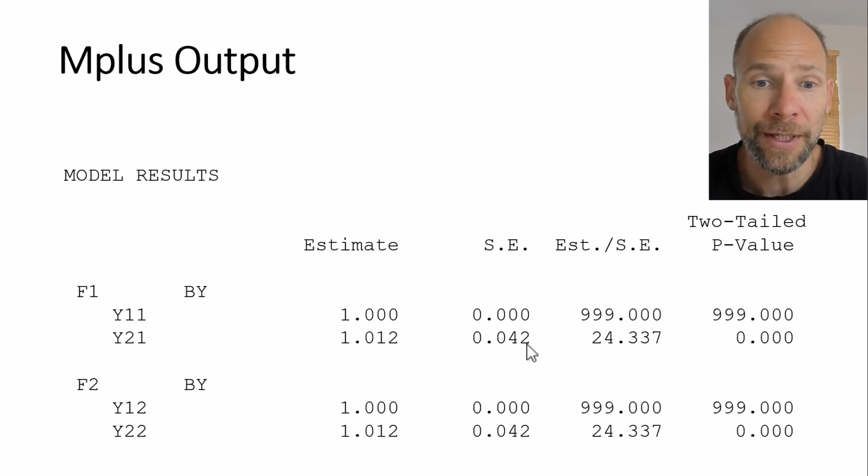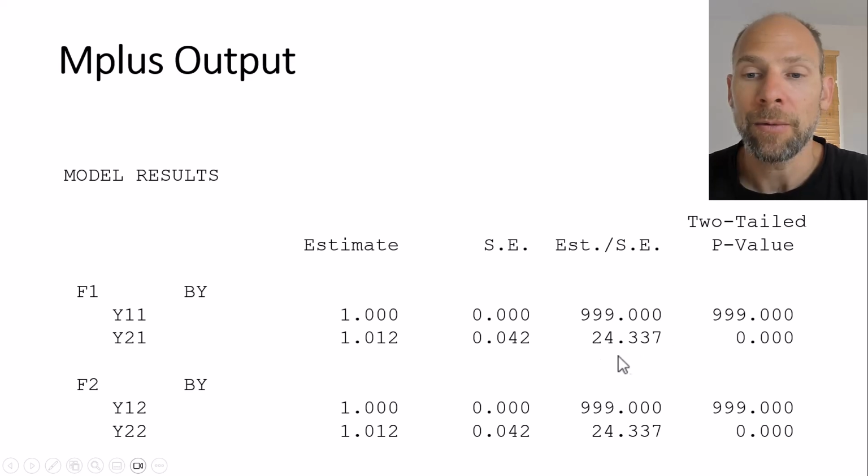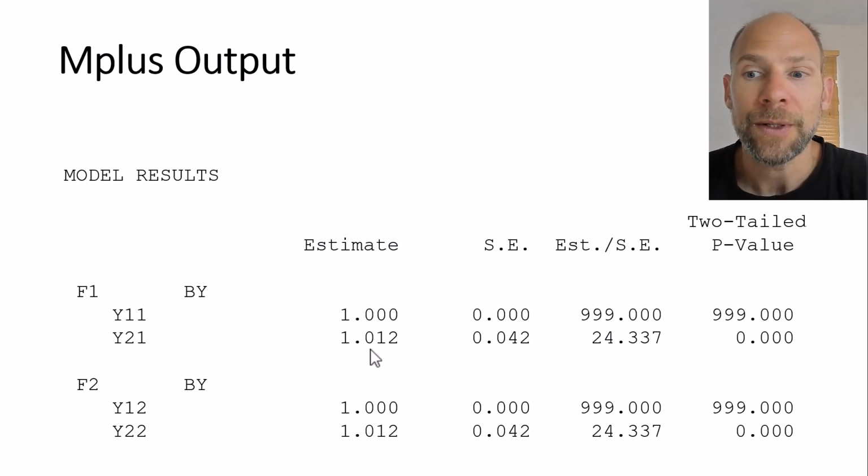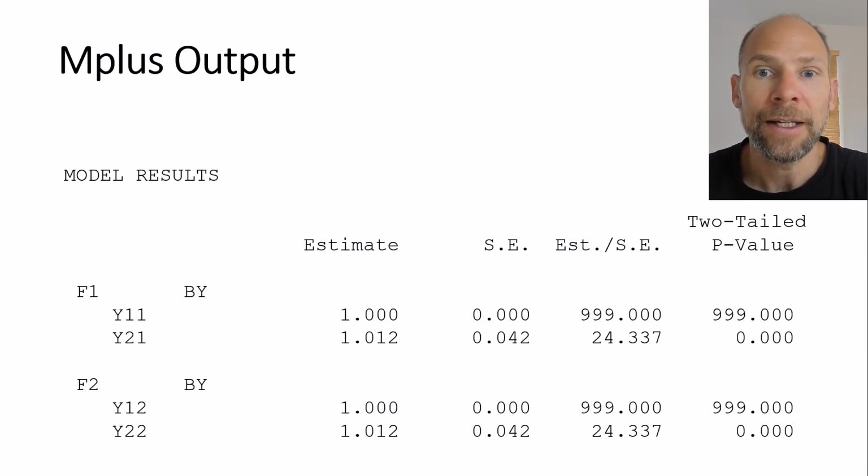And so you can see that when a parameter is set equal, then it's estimated only once, and it gets one and only one standard error, one and only one test statistic. Here the test statistic is z equals 24.337, which is a very, very large z-score that is statistically significant, showing that this loading is significantly different from 0. So that's what that looks like when you have constrained parameters in terms of their standard errors and test statistics.